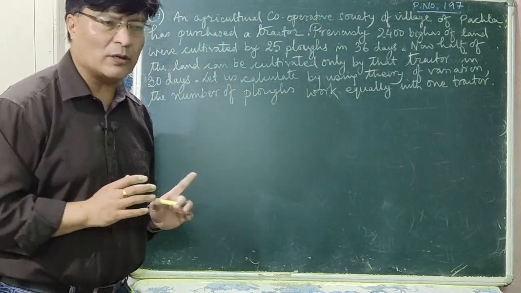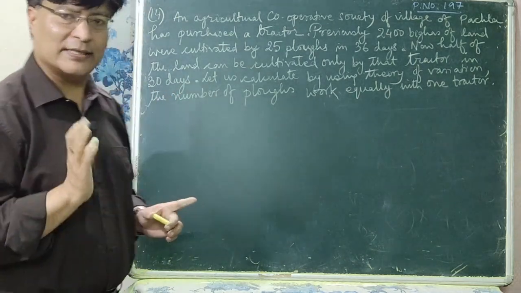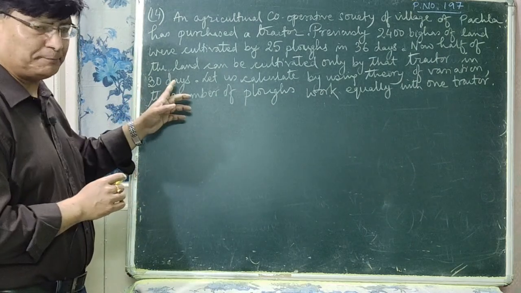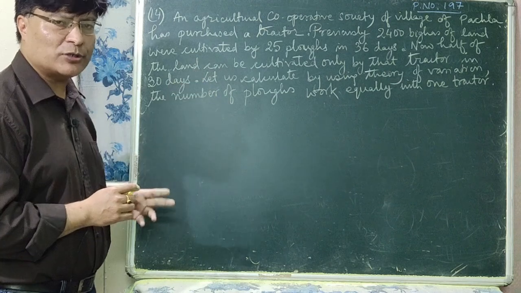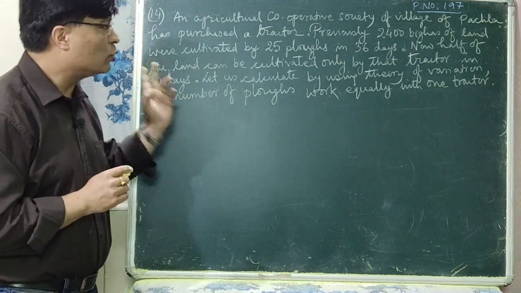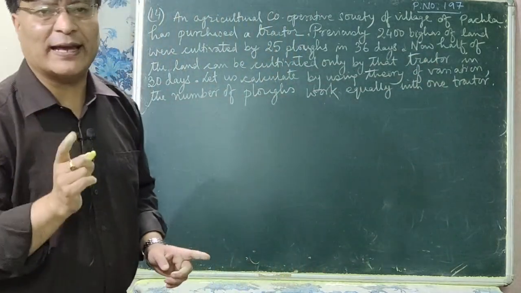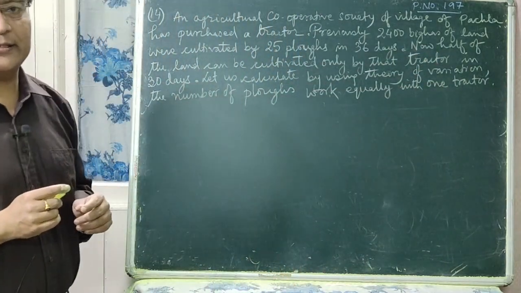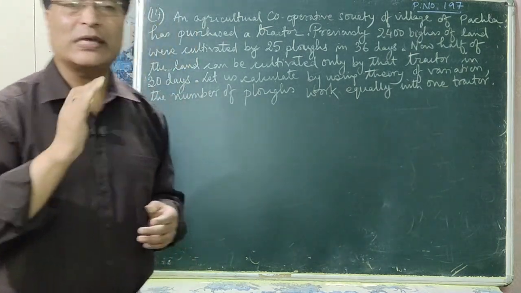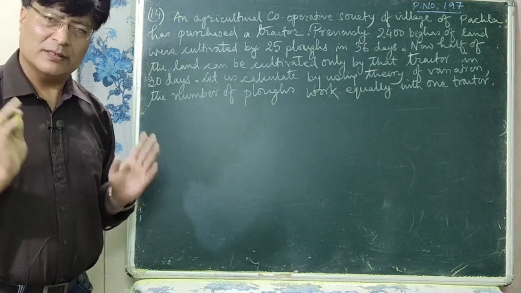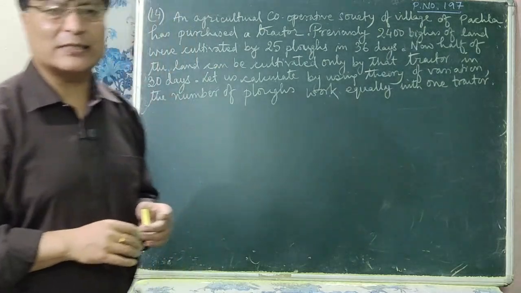That is to cultivate 1200 bigas of land in how many days? In 30 days, right? So in 30 days, how many plows will be required to cultivate half of the land? That is 1200 bigas of land in how many days? 30 days. That will give you the number of plows that work equal to one tractor. Is that clear to all of you? So again, try to understand it.